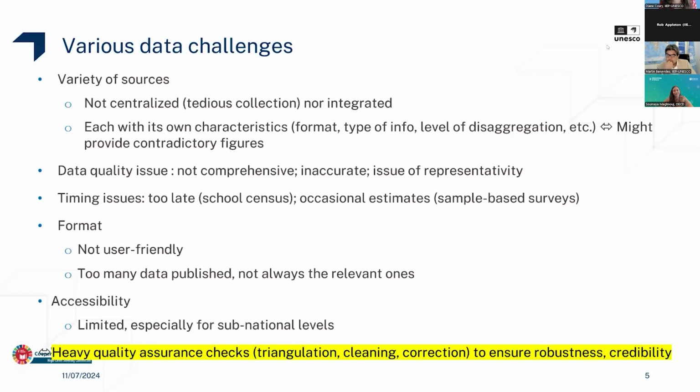There are also issues of timing, for instance with the school census, which produces results too late. And also we have issues related to format, not always very user-friendly, and another issue of accessibility.